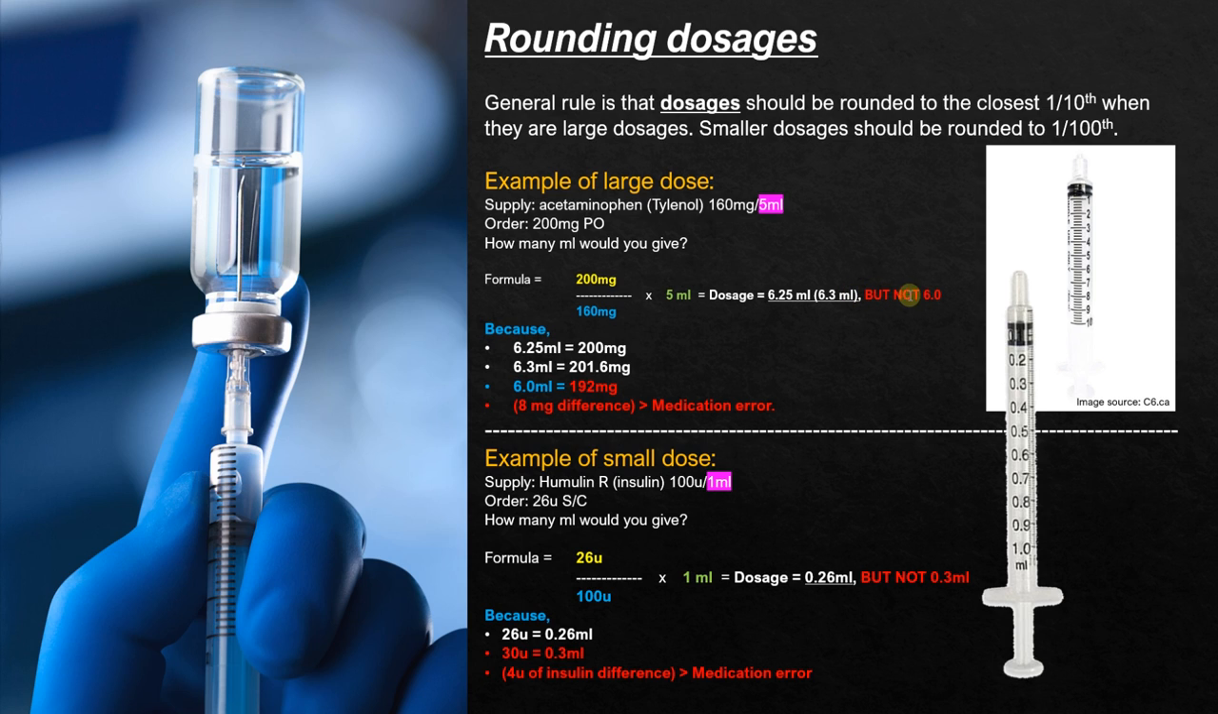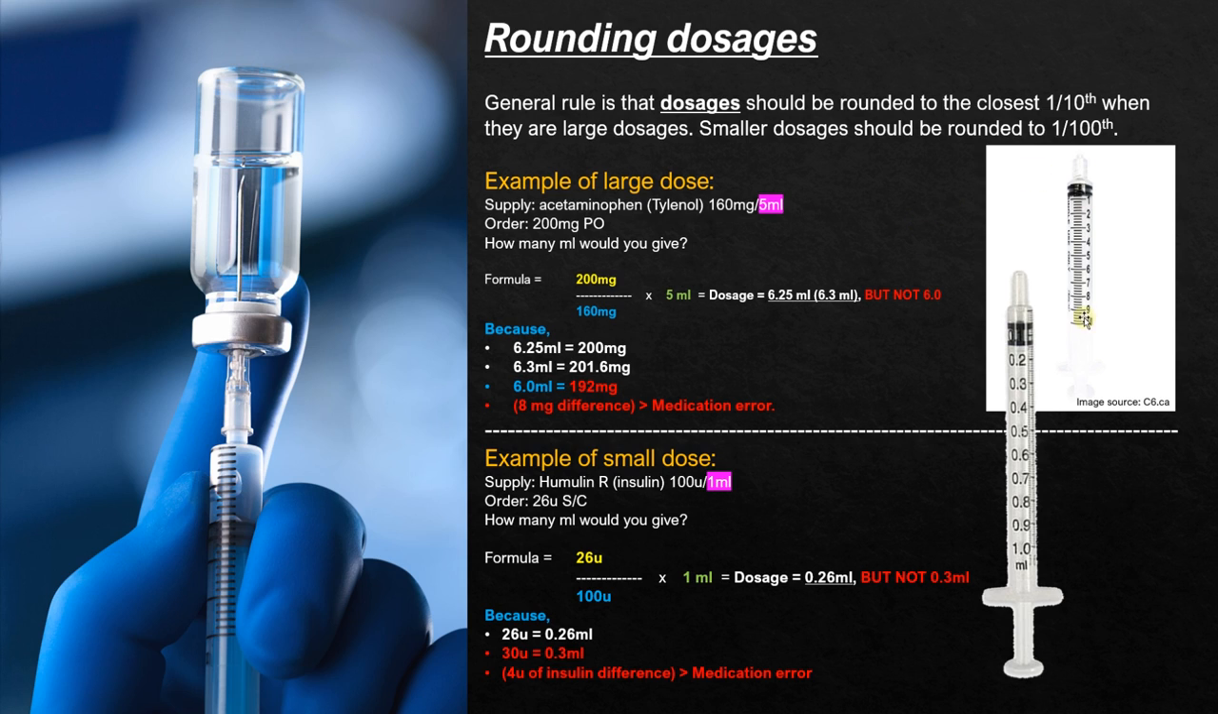Now, however, we're not going to round it down to 6.0. And the reason why is because 6.25 equals 200 milligrams. 6.3, when we round it up, equals 201.6 milligrams, which when it comes to Tylenol by mouth, the 1.6 milligrams can be omitted. It's a very small dose. Now, if we ended up rounding down to 6.0 milliliters, now our dosage actually goes down to 192 milligrams. And that's a difference of 8 milligrams. So that could be a medication error.